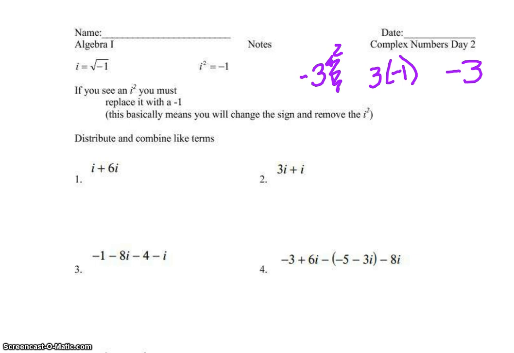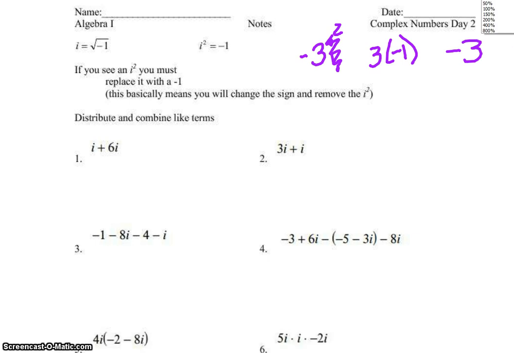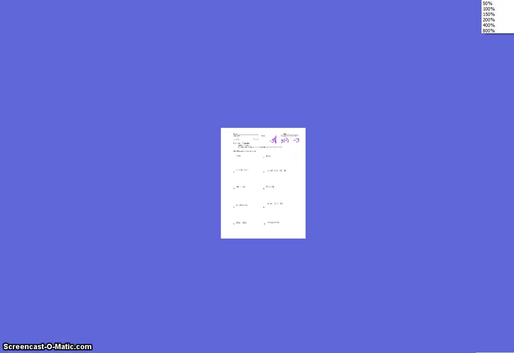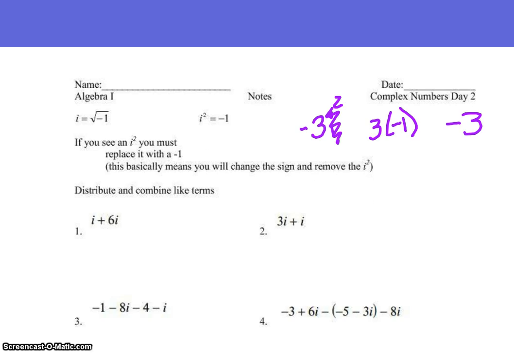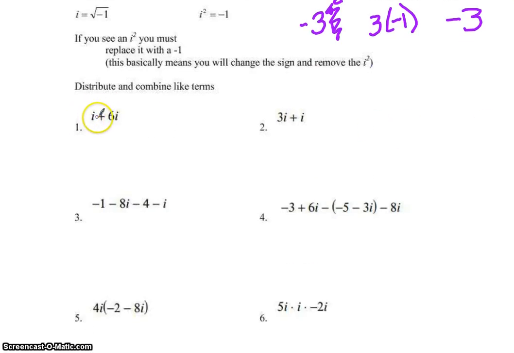So, looking at number 1, I'm kind of easing you in. The first few problems are like what we did yesterday, just to get you going again. 1i plus 6i, these are like terms. 1 plus 6 is 7i. This does not become i squared. When you're adding and subtracting, you do not change the exponent, only if you're multiplying. So 3i plus i is 4i.